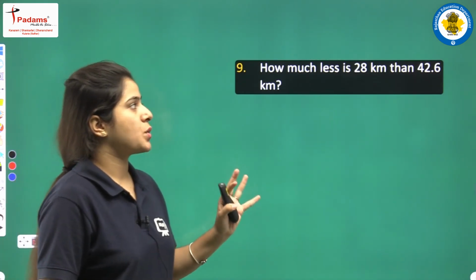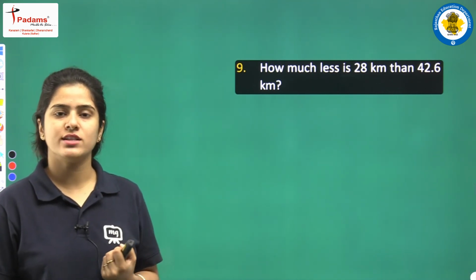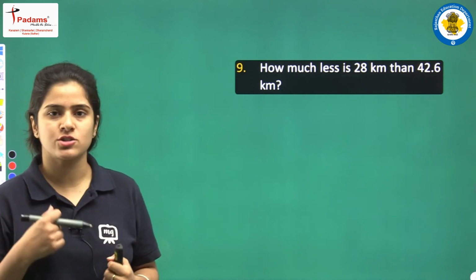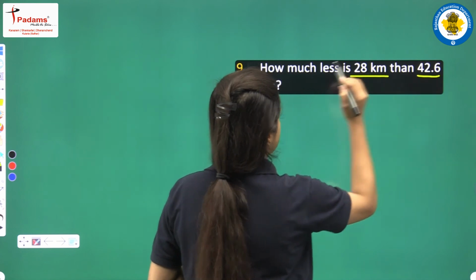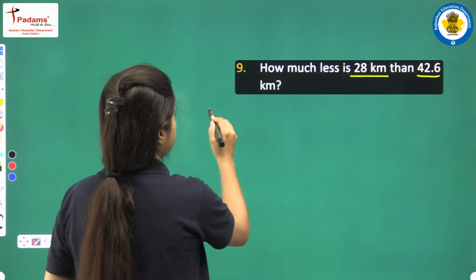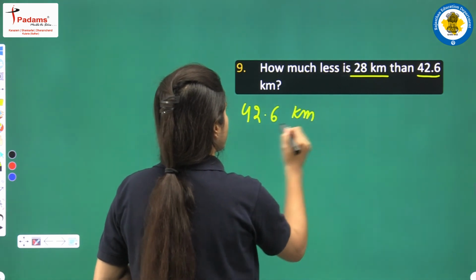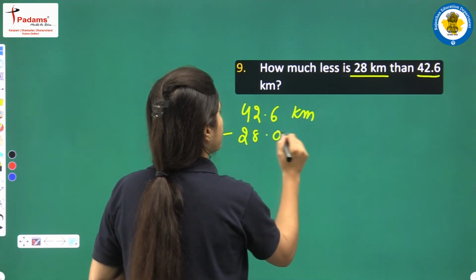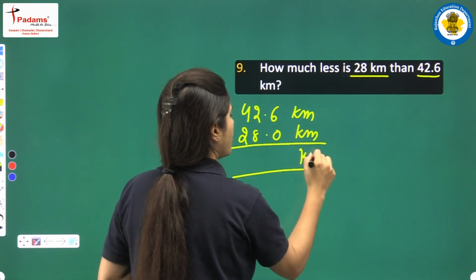How much less is 28 kilometers than 42.6 kilometers? Alright students, so you need to find the subtraction of these two, okay. How much 28 kilometers is less than that of 42.6 kilometers, okay. 42.6 kilometers minus 28 kilometers, right students? You need to subtract these two, kilometers, kilometers, kilometers.